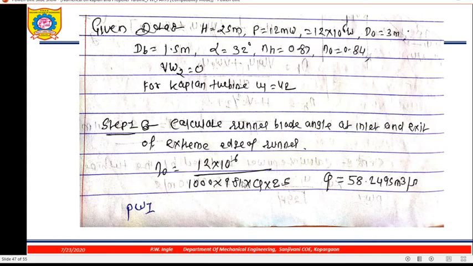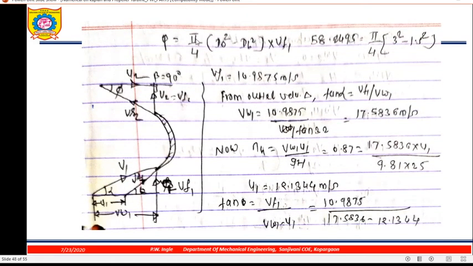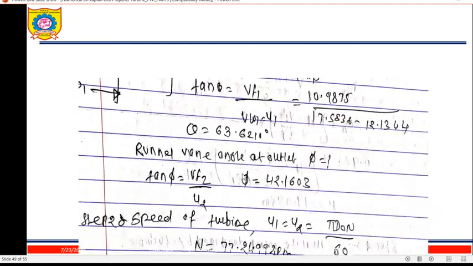Okay, now overall efficiency, by taking the case of overall, you can calculate Q. Then Q is what? π/4 (D0² − Dh²) × Vf1. Okay, so you'll get the value of Vf1 equal to Vf2. Now from inlet velocity triangle, tan α is Vf1 upon Vw1, Vw2 is 0. So you will get the value of Vw1, and then hydraulic efficiency is Vw1 U1 upon gH. So you will get U1 value, then tan θ = Vf1 upon (Vw1 − U1).